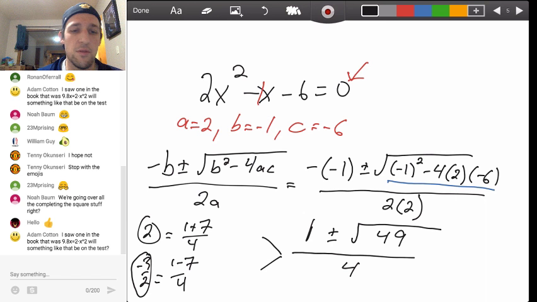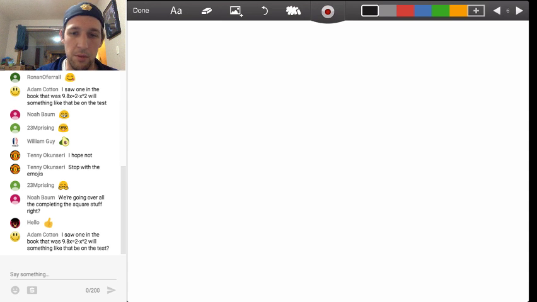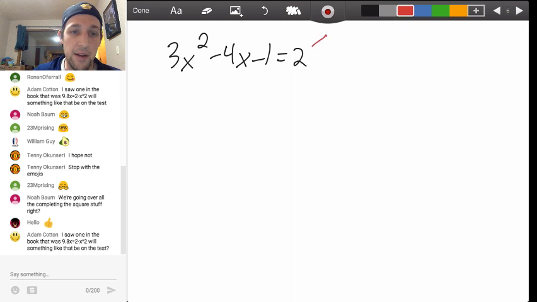Last one in terms of quadratic formula that we're going to go over is 3x squared minus 4x minus 1 equals 2. And the difference here is that we are not equal to 0 over on the other side, okay? So that's equal to a 2. So currently we cannot use the quadratic formula.